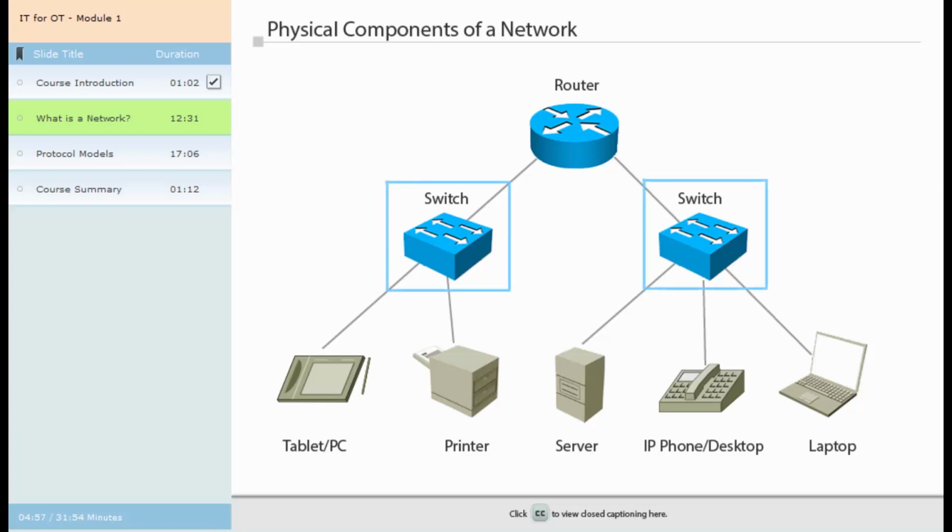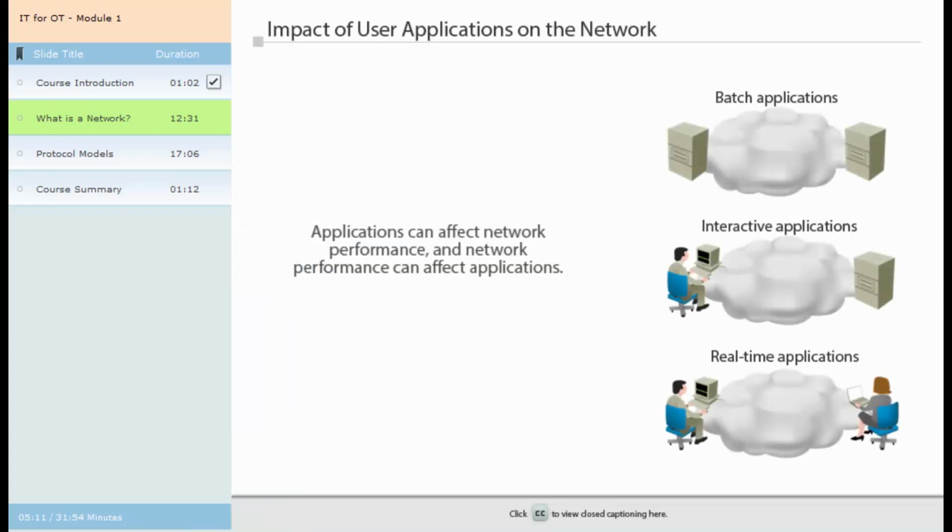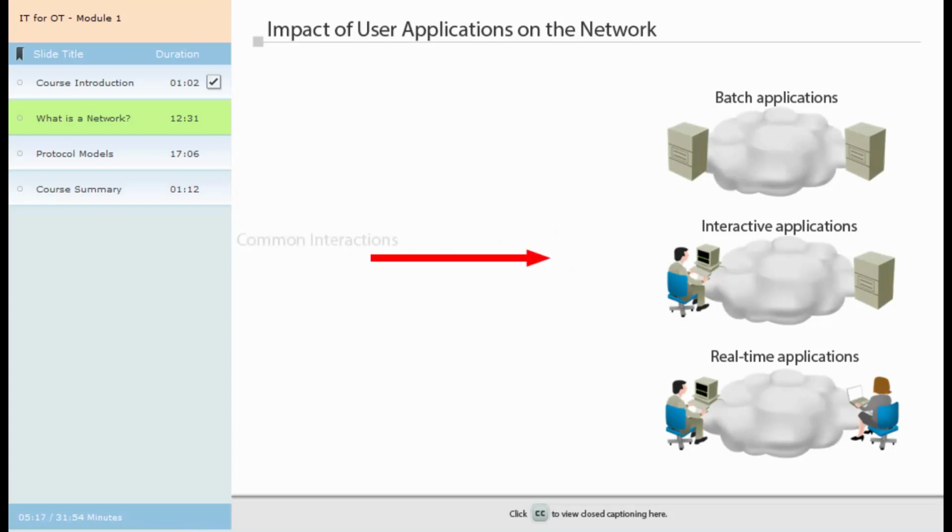Switches are devices that provide network attachments to the end systems and provide intelligent switching of the data within the local network. Routers interconnect networks and choose the best paths between networks. Applications can affect network performance, and conversely, network performance can affect applications. Here, the common interactions between user applications and the network are shown, though keep in mind that the user may be another endpoint running an application program as opposed to a human being using an application.